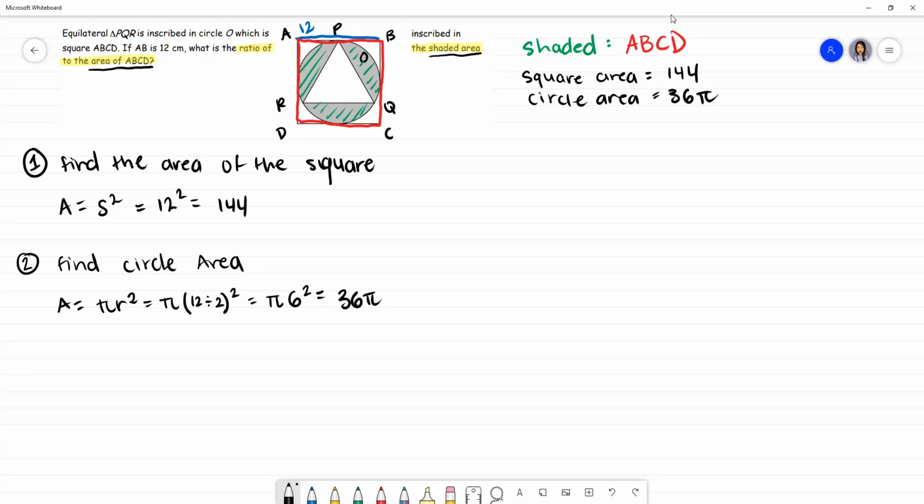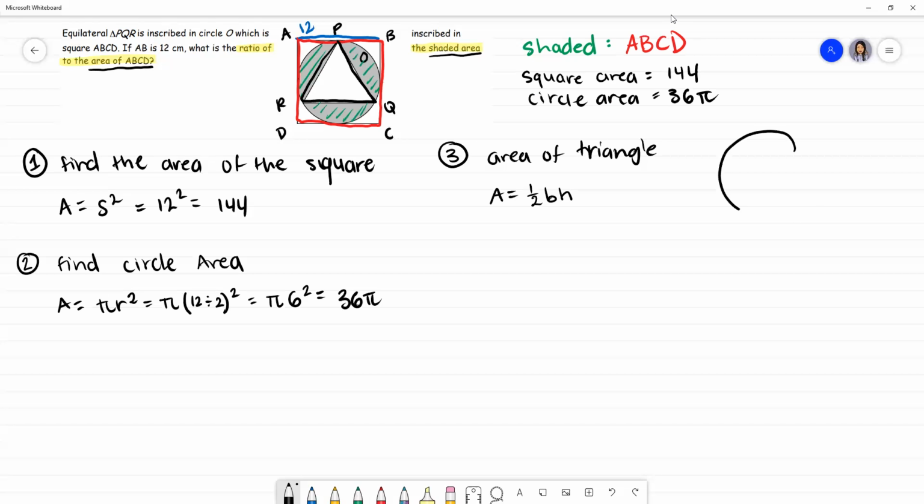So all we have left is the triangle right here. Except the thing is, to find the area of a triangle, you would need to know the base and the height, because that's the formula for the area of a triangle, half times base times height. But we don't know anything about the triangle. So that's what we're going to find out.